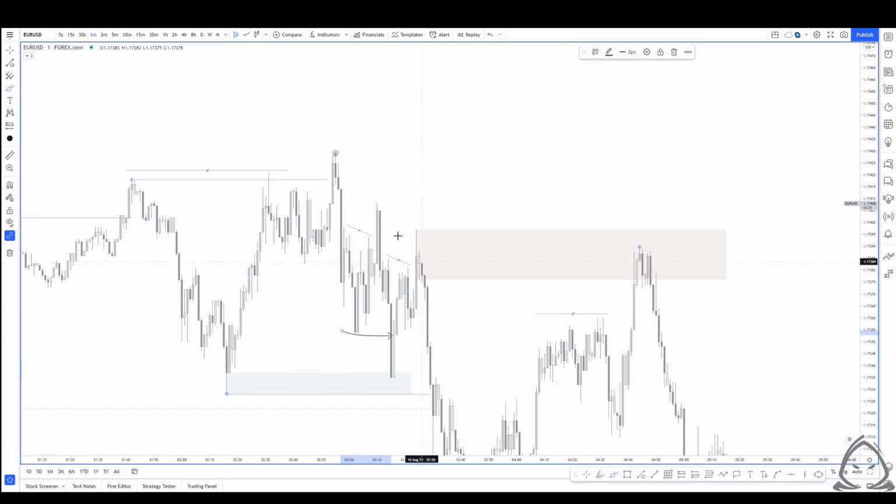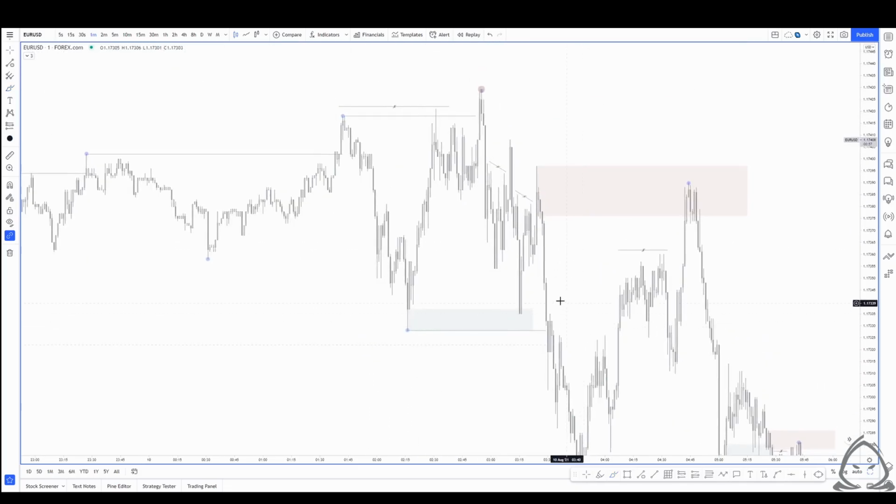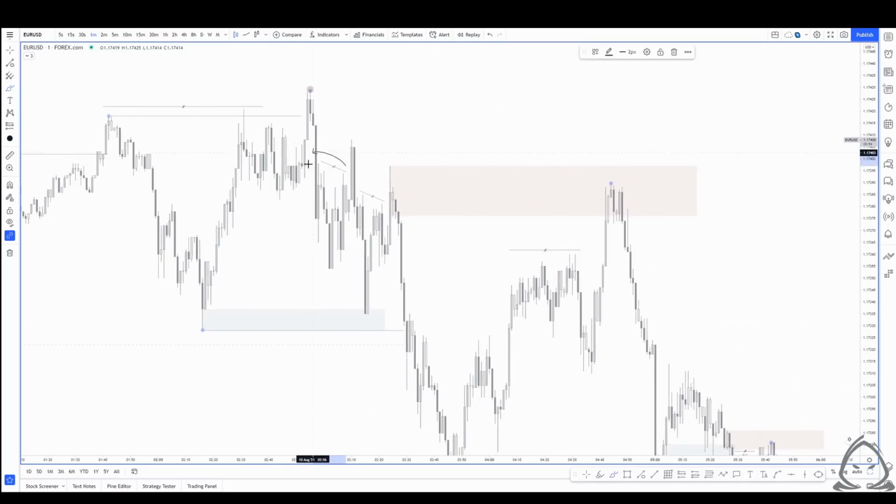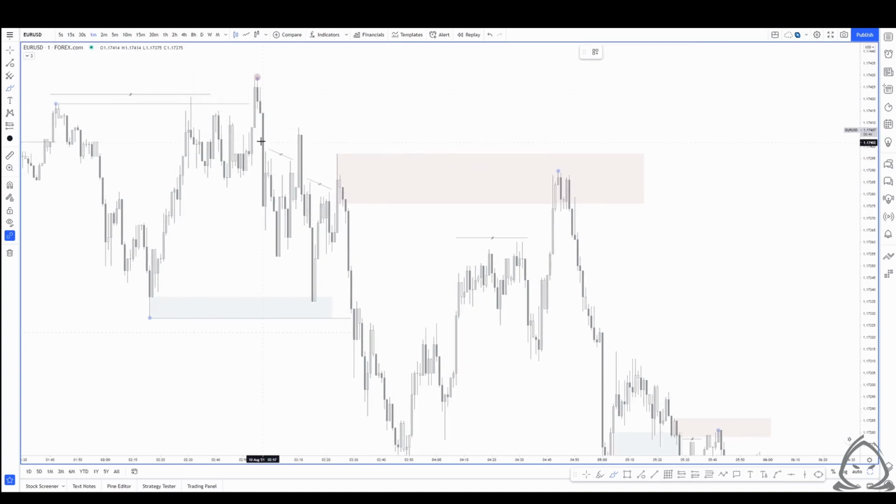We broke this minor structure. We know that this supply zone is valid because we broke minor structure, and then we ultimately broke swing structure. But again, we can add on to that by also understanding that we took liquidity, and we took liquidity in the form of equal highs. And what we know is we took relatively equal highs, but more specifically swing highs and also structural trend line type highs.